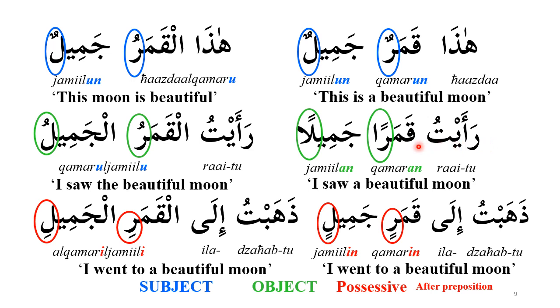And you see, if it is like an object, ra'aitu qamaran jamīlan, which means I saw a beautiful moon, the tanween would be -an, right? And an extra alif is added. It is double fatha for the object, or it can be a single fatha if there is a the, right? And ra'aitu al-qamaral jamīla, I saw the beautiful moon. I saw the beautiful moon.